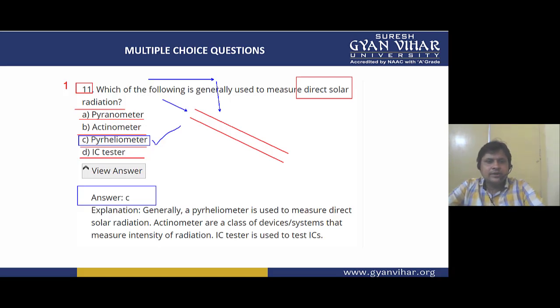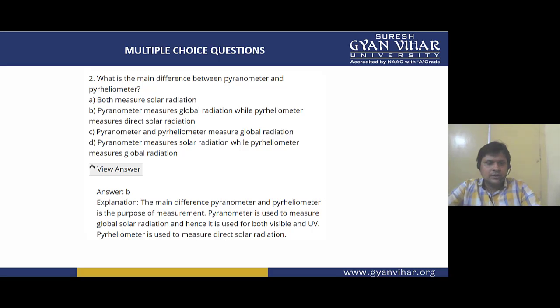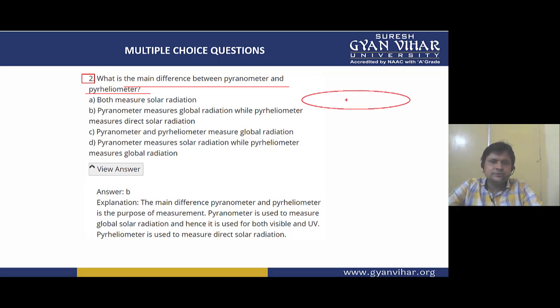Now moving to the next multiple choice question, question number 2. Let's read out question number 2. The question is asking: what is the main difference between the pyranometer and the pyrheliometer? We have just discussed that the pyranometer measures both the direct radiations as well as the diffuse radiation, something like this.